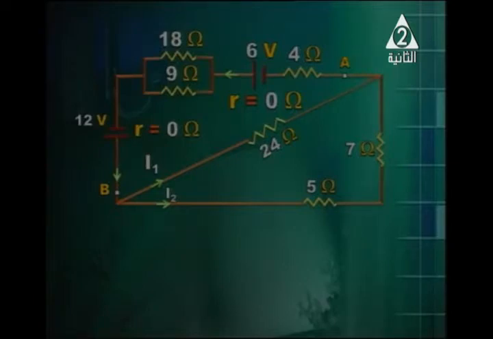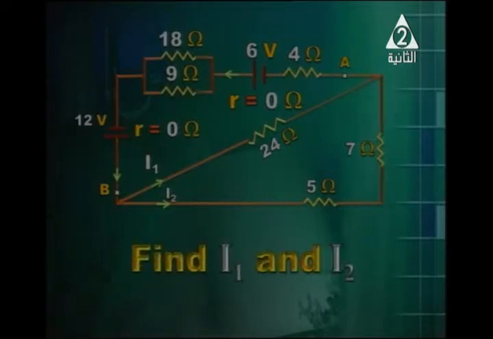Okay, and we've got another parallel combination, which consists of a 24 ohm resistor connected to the other branch, which consists of a 5 ohm resistor and a 7 ohm resistor connected in series. So they'll form a resistance of 12. So actually the second parallel combination consists of a 24 ohm resistor and a 12 ohm resistor. And now we want I1 and I2.